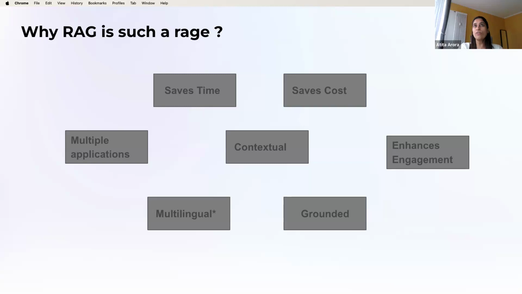So, the topic of the hour today: why RAG is such a rage and why you should be building one as well.